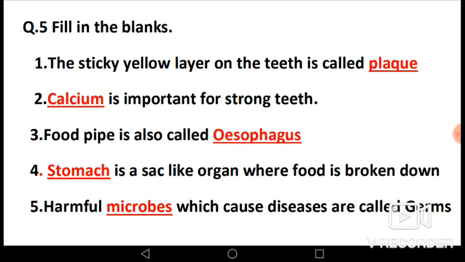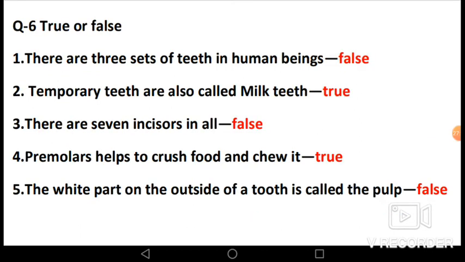Now fifth, harmful dash which cause diseases are called germs. So harmful microbes like virus, bacteria, fungi and protozoa cause diseases like typhoid, cholera, polio. Now let's see true or false.